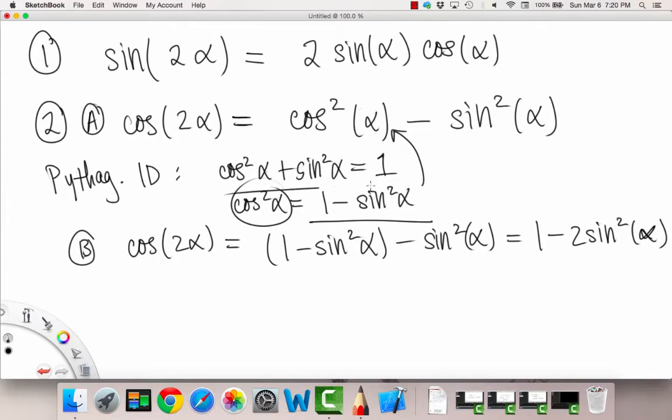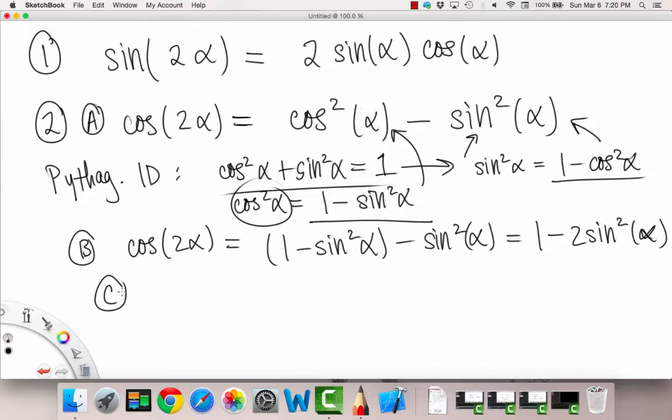So let's go back to our Pythagorean identity. Let's say we solve for sine by itself. Sine squared alpha is equal to 1 minus cosine squared alpha. So that means now we could plug in this 1 minus cosine squared alpha into the sine squared part from version A. I know this is a little bit confusing. I'm just introducing the different forms of identity number 2 that you could see.